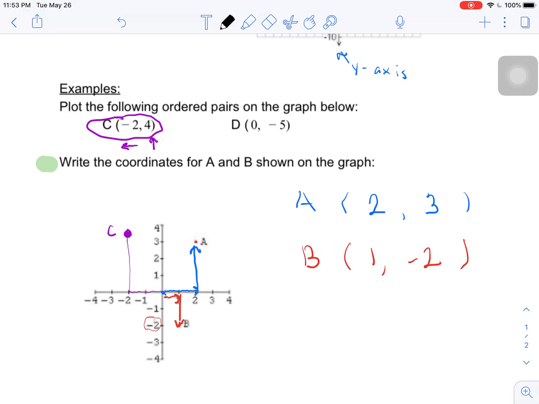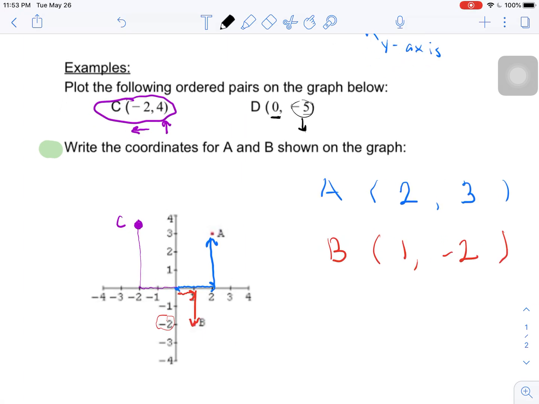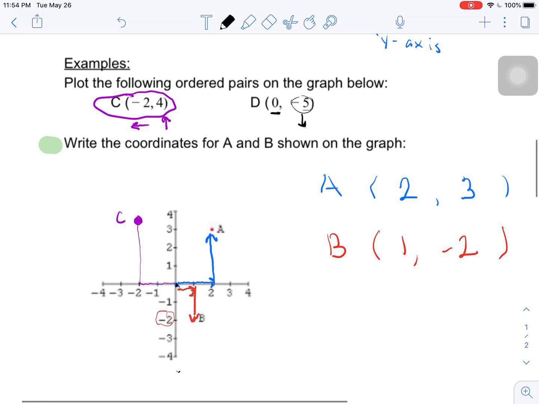The last one, point D. So this one is telling me, so this is a 0. So 0 means don't move left or right. So I'm just going to stay put. But the second number, this is our up and down coordinate, since that's negative, is telling me to go down 5. So this is telling me don't move left or right, but go down 5. So if I start at the origin, I don't move left or right, I just go down 5. I'm going to have to extend my graph a tiny little bit, but that's going to put me right there, negative 5. So that's D. So if you have a 0, that's basically telling you don't move that direction. So don't move left or right, or don't move up or down.